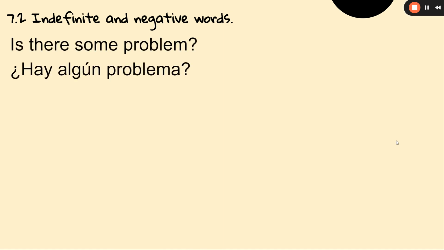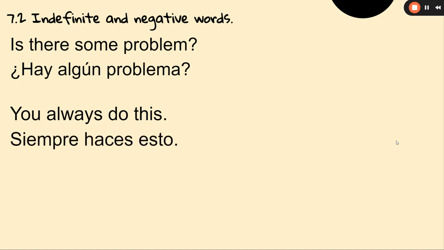Is there some problem? ¿Hay algún problema? Okay, so algún is just like tercer. It's just like malo before a noun. It's like primero before a noun. If it's before a masculine singular noun, then you have to change alguno to algún. Absolute must. You always do this. Siempre haces esto.